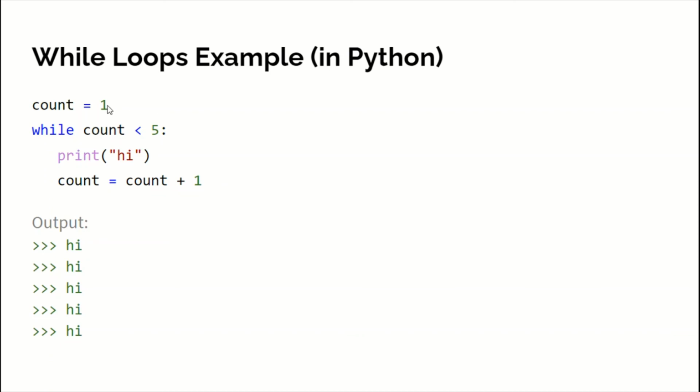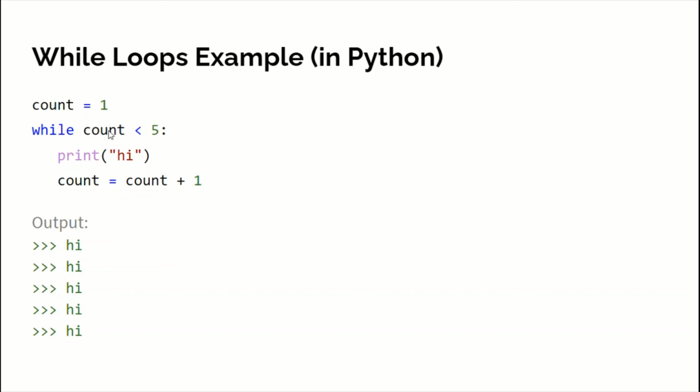First, I created a variable called count and I made that equal to 1. Then I created a while loop, and the condition inside that while loop is count is less than 5. So while count is less than 5, print hi. And then I said count is equal to count plus 1, and what this does is it keeps increasing count by 1 every time the while loop repeats. So until count is equal to 5, it's going to keep printing hi and increasing count by 1.